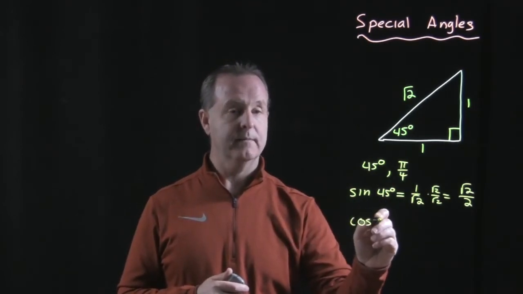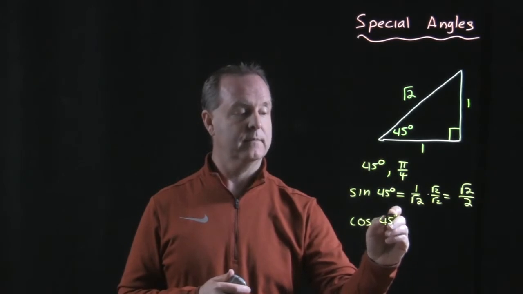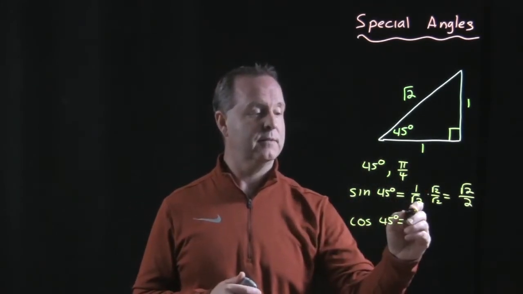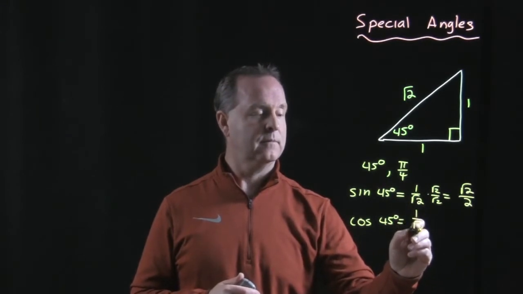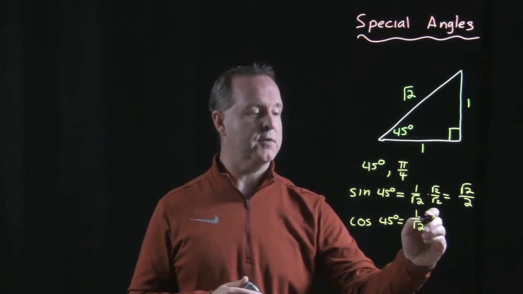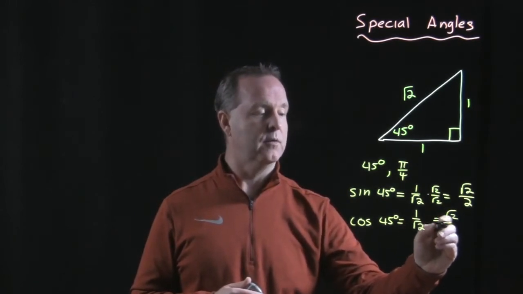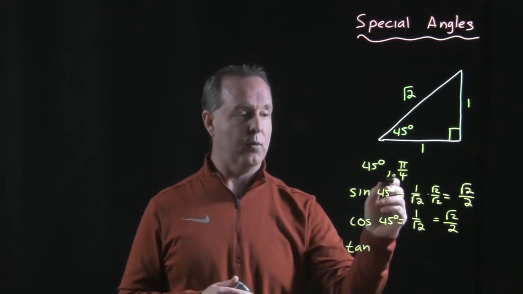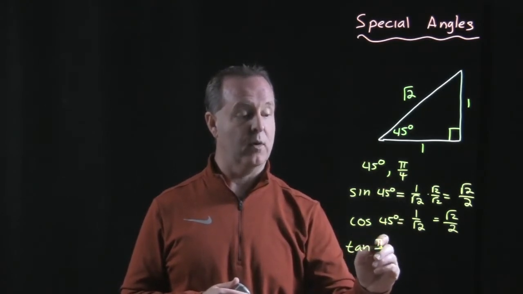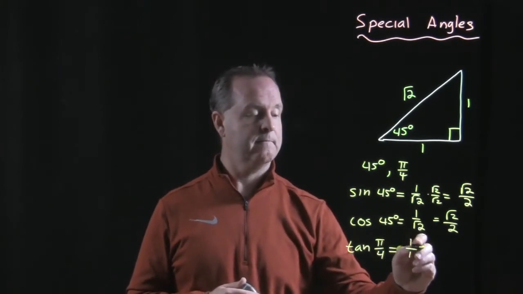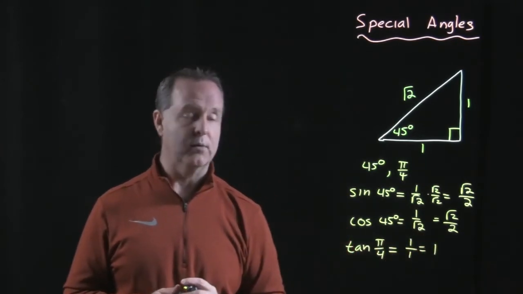The cosine of 45 degrees, likewise, in this particular case, is adjacent over hypotenuse. Notice that I have the same process, so that also will work its way down to root 2 over 2. And the last one is the tangent of 45 degrees, or the tangent of pi over 4. That's opposite over adjacent, which equals 1.